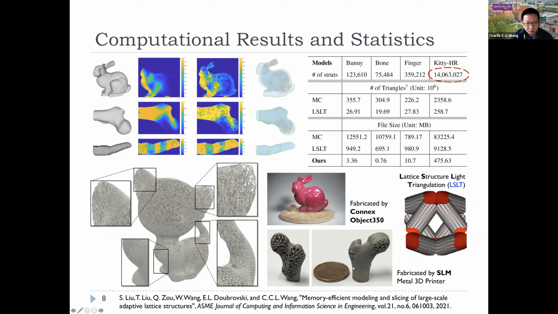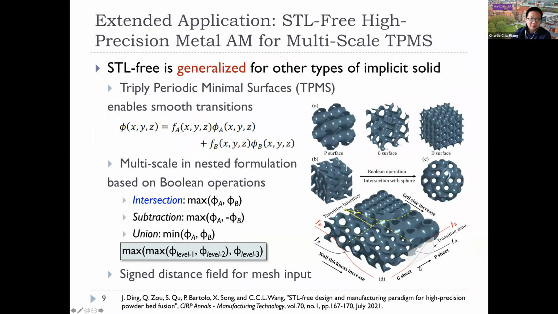Okay. So we further applied our method to really fabricate models, like those fabricated by the Connex Objet 3D printer with PolyJet, and we also applied it to fabricate a bone structure, which is fabricated by an SLM-based metal 3D printer.